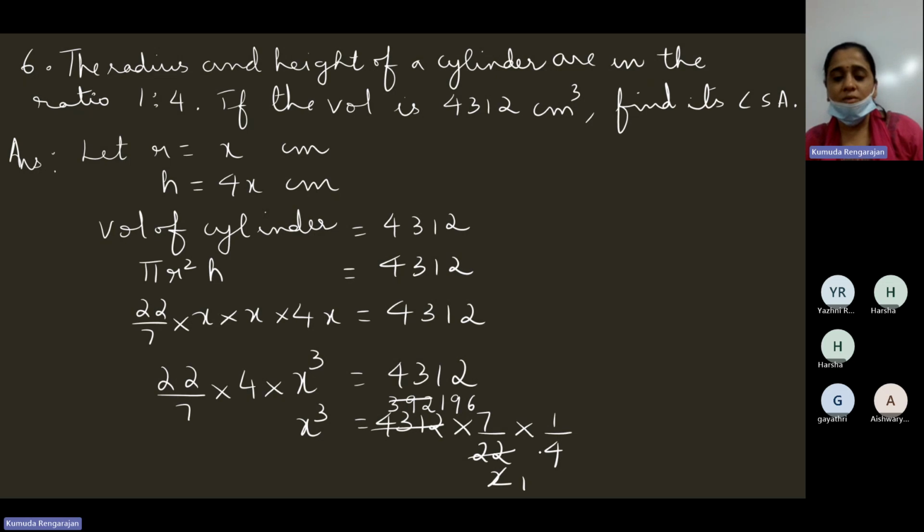In the table of 22 or 11: 11 twos are 22, 11 threes are 33, 10 remains. 11 nines are 99, 2 remains. 11 twos are 22, 2 nines are 18, 2 sixes are 196. And now we have 196 by 4. So 4 ones are 4, 4 fours are 16, 2 nines are 18. So we have 49 into 7 in the numerator.